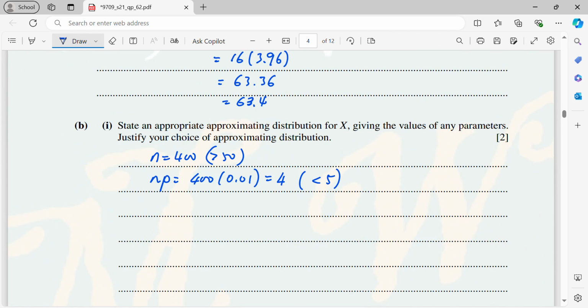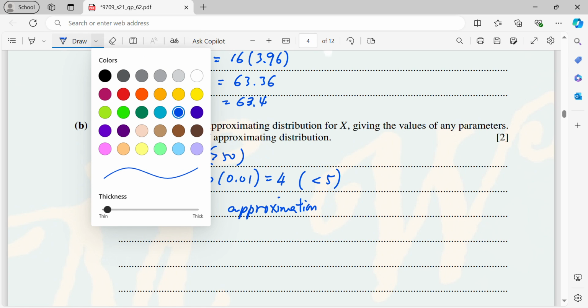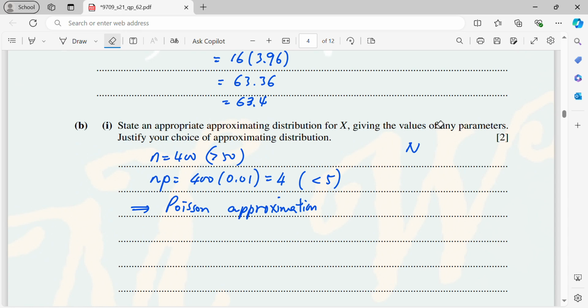will now be Poisson distribution, Poisson approximation. Because for binomial, it can be normal approximation or Poisson approximation. So for normal approximation, it will be this condition. Okay, please take note.